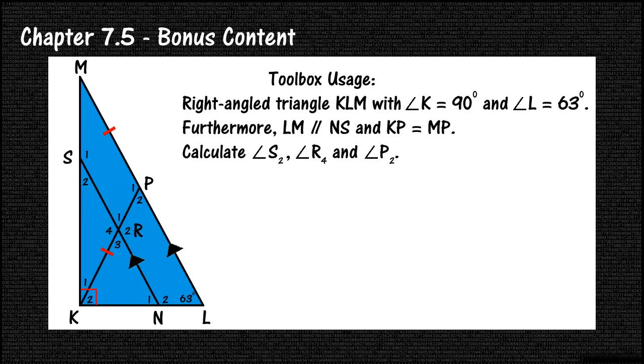This here is the right angle triangle KLM with K equal to 90 degrees and L equal to 63 degrees. Furthermore, LM and NS are parallel and KP and MP are equal in length. Your goal, should you agree, is to calculate the angles S2, R4 and P2. Good luck!